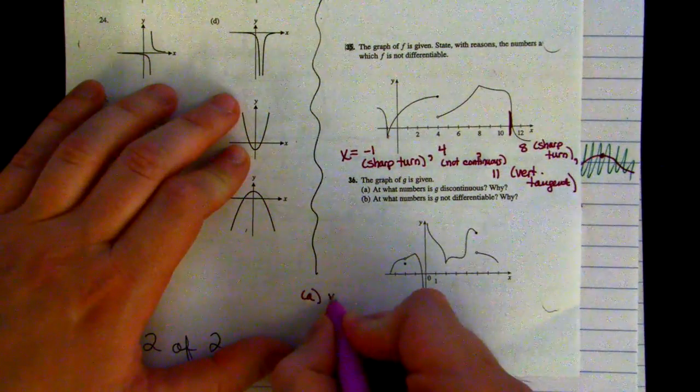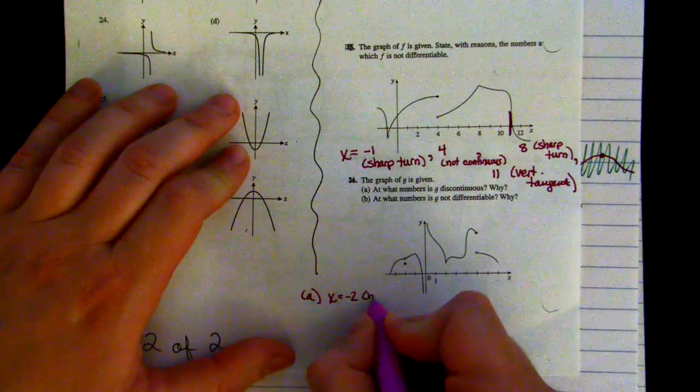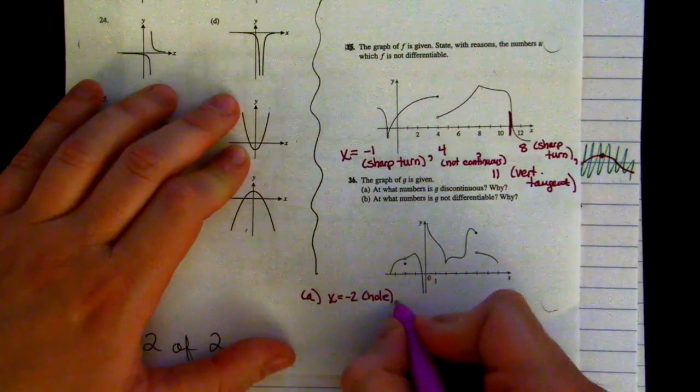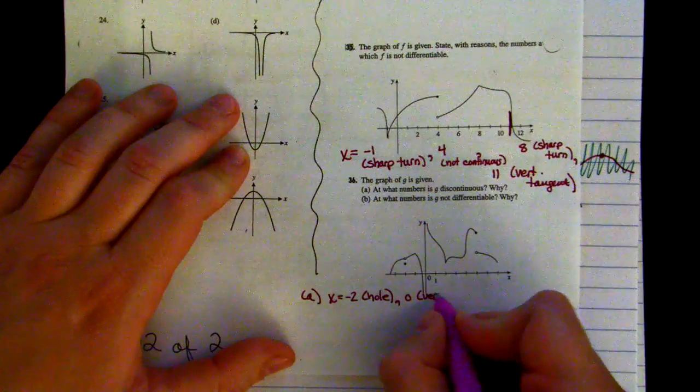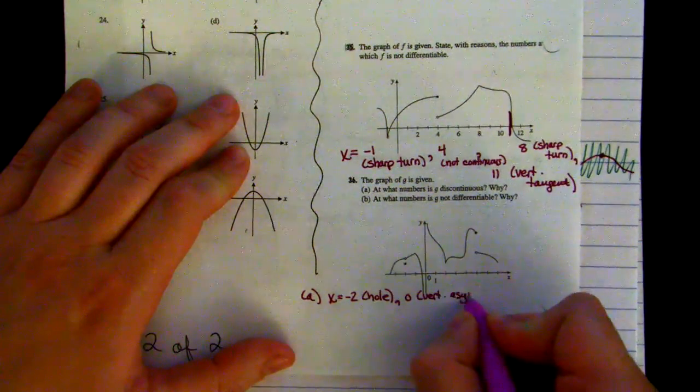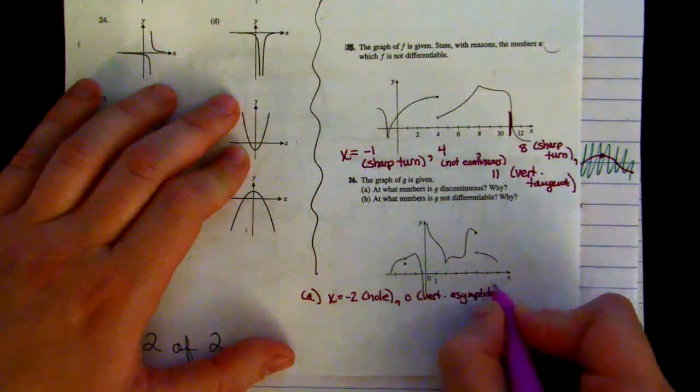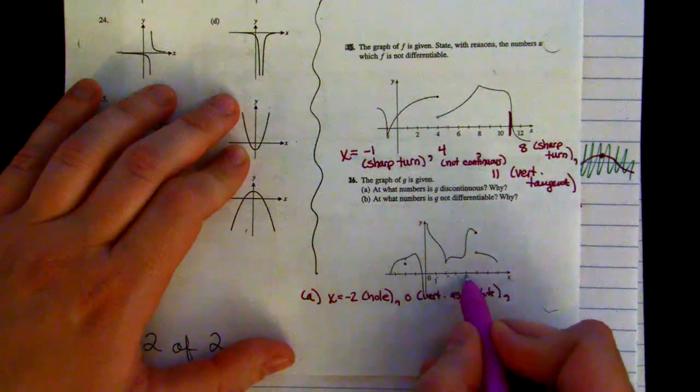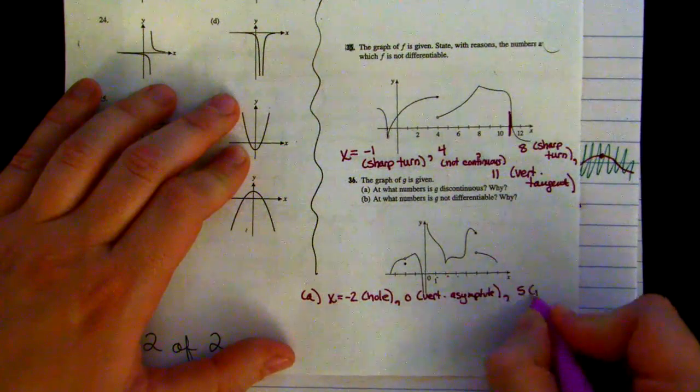Okay, well, at x equals -2, there's a hole. x equals 0, there's a vertical asymptote. And 1, 2, 3, 4, 5, x equals 5, there's a jump.